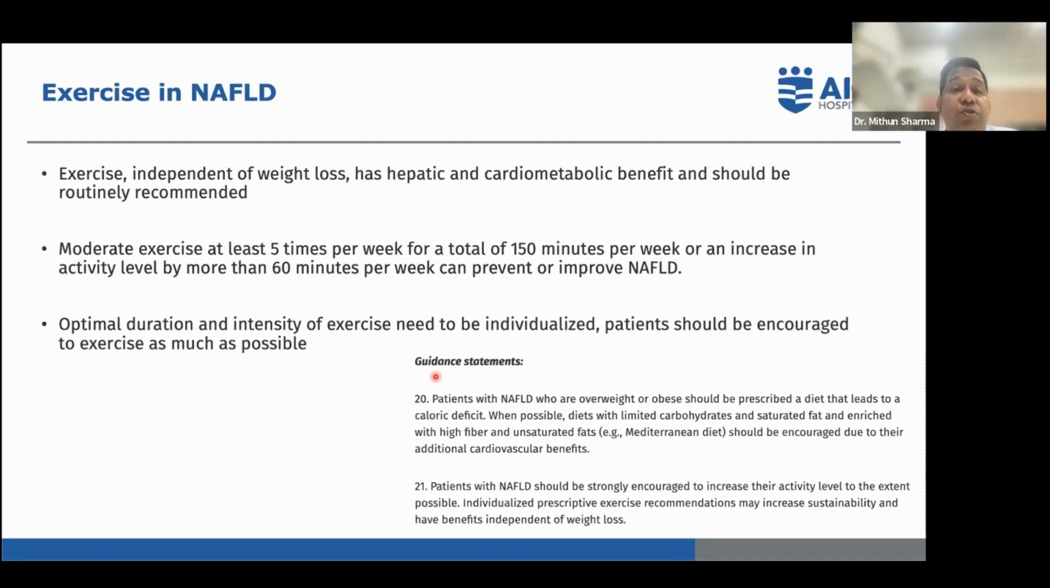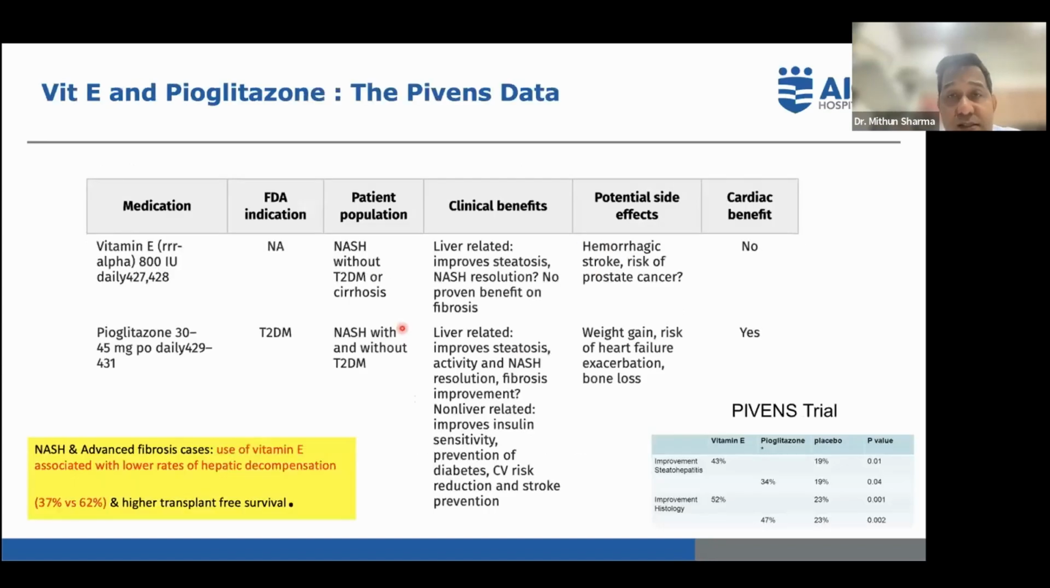This is exercise. Most of these patients, when you say it, will say, I can't do it, but we should recommend 5 times a week of at least 150 minutes of exercise. And the optimal duration, remember, we should not be too pushy. This is what the guideline says now, that it should be optimized according to personal needs. They must be encouraged to exercise as much as possible. And some people who can't walk or jog can do resistance exercise.